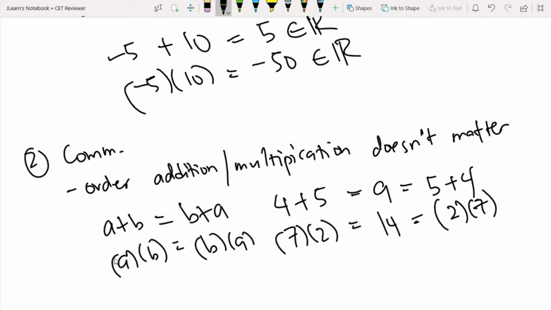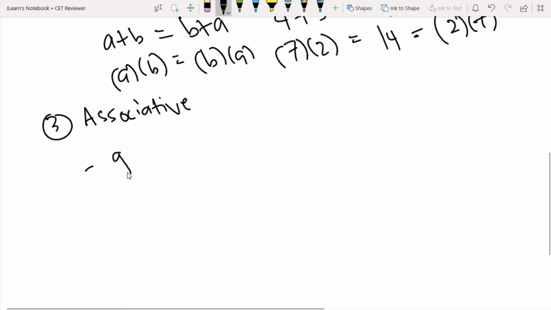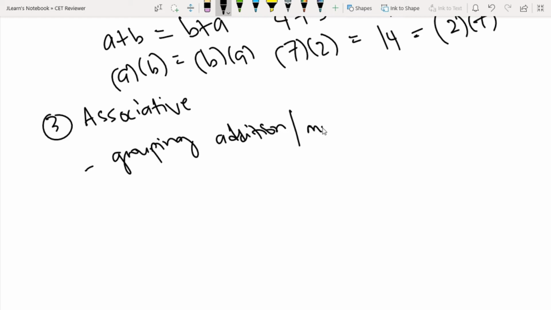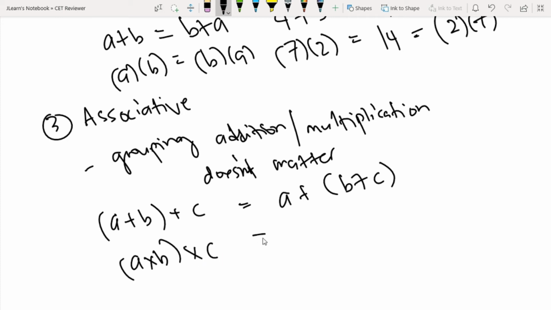Next is the associative property. Okay? So, associative. So, yung associative property, grouping, okay? Grouping ng addition or multiplication does not matter. Okay? So, for example, a plus b, parenthesis, plus c should be also the same as a plus b plus c. Or, a times b times c should be also equal to a times b times c.